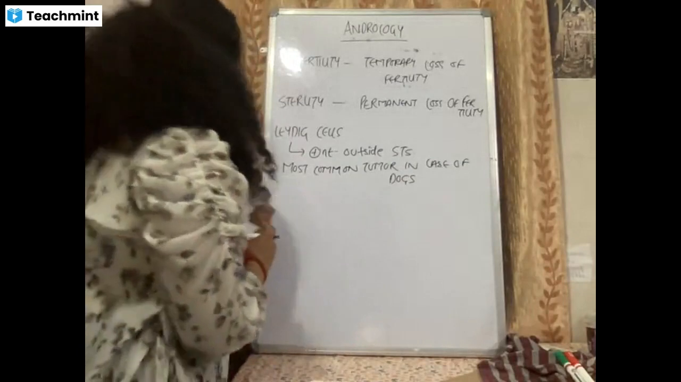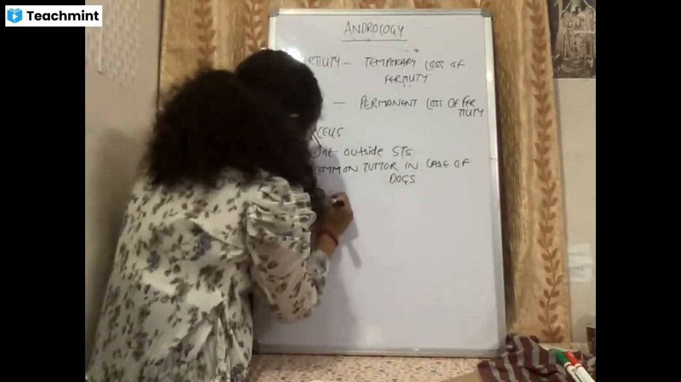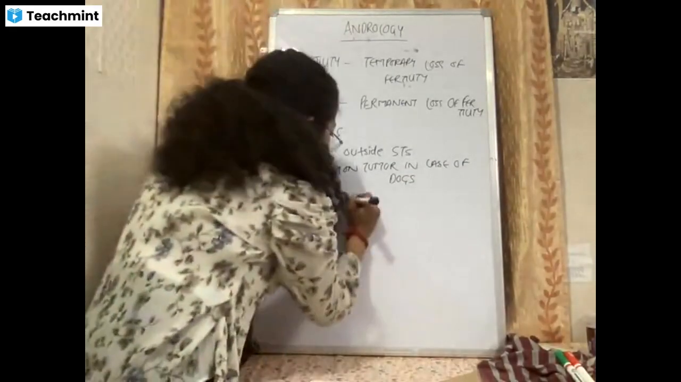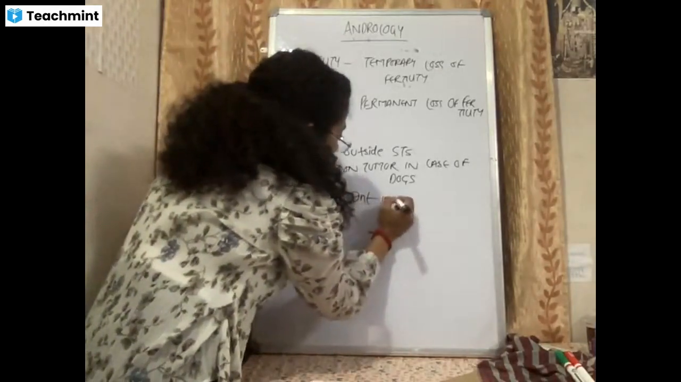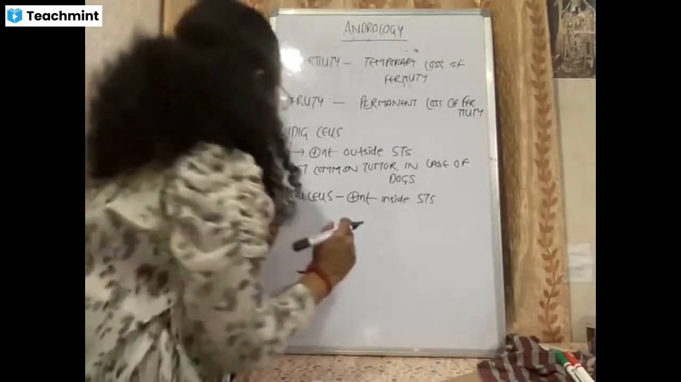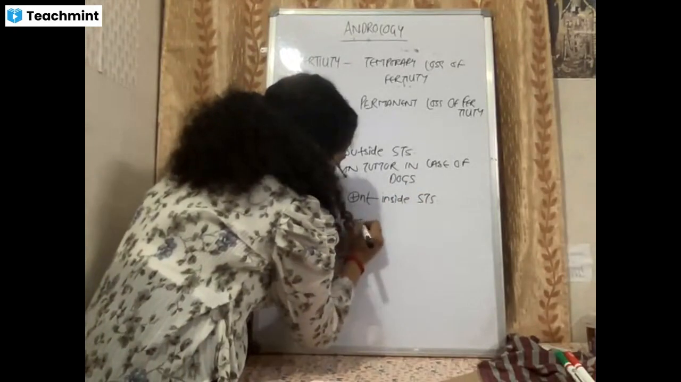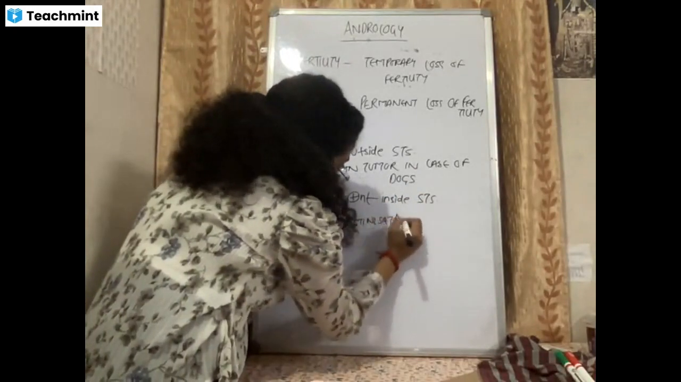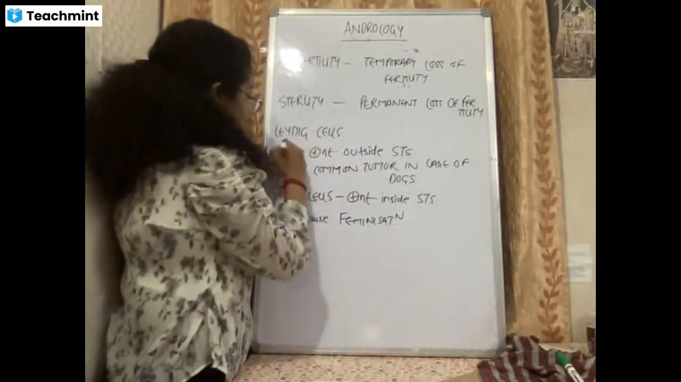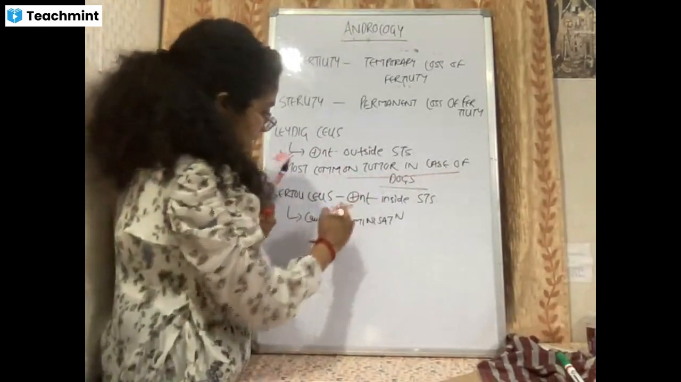Then we have Sertoli cells. These are present inside the seminiferous tubules. We all know this, and they are basically responsible for feminization. It causes feminization. This is important. So two things: for Leydig cells, remember this is the most common tumor in dogs, and Sertoli cells cause feminization.